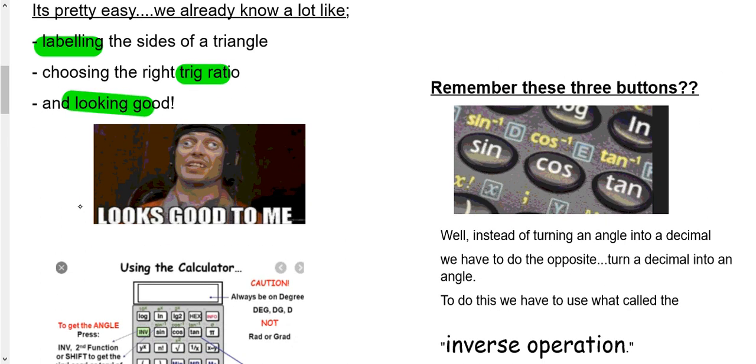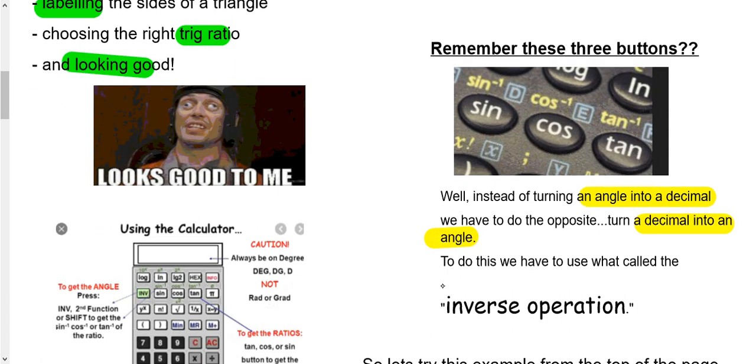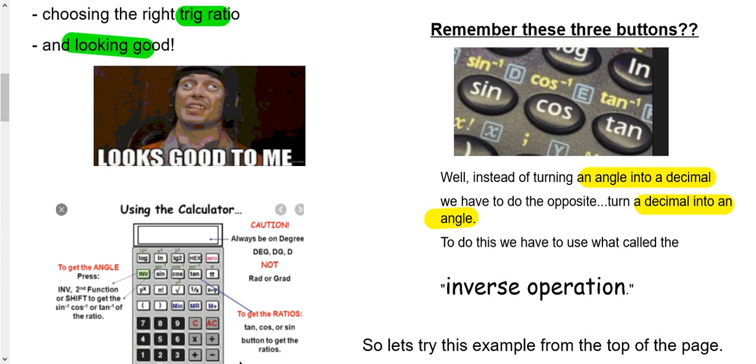But first of all, what we've got to do is remember these 3 buttons: sine, cosine, and tangent. The problem is, instead of turning an angle into a decimal like we did with the other ones, we have to do the opposite. We have to turn a decimal into an angle. To do this, we have to use what's called the inverse operation. That means the opposite, or kind of the upside down version. What that means is we want to do what's up here in these pink spots.